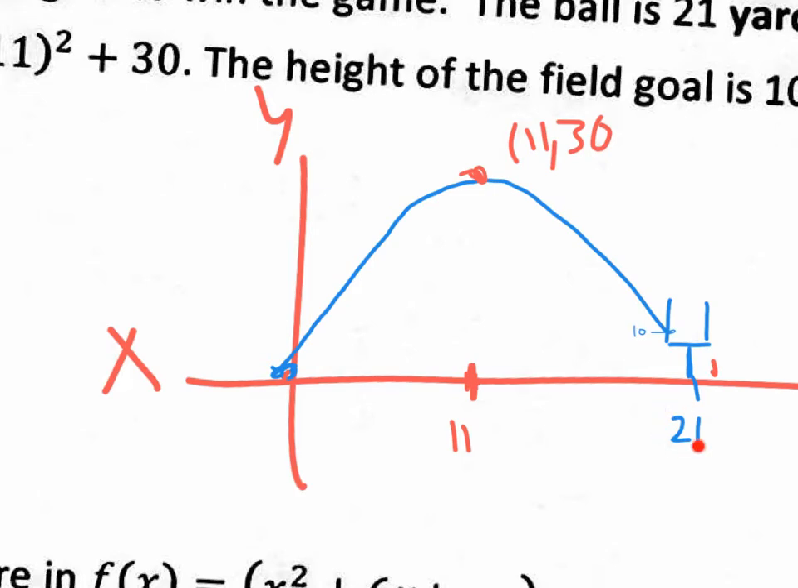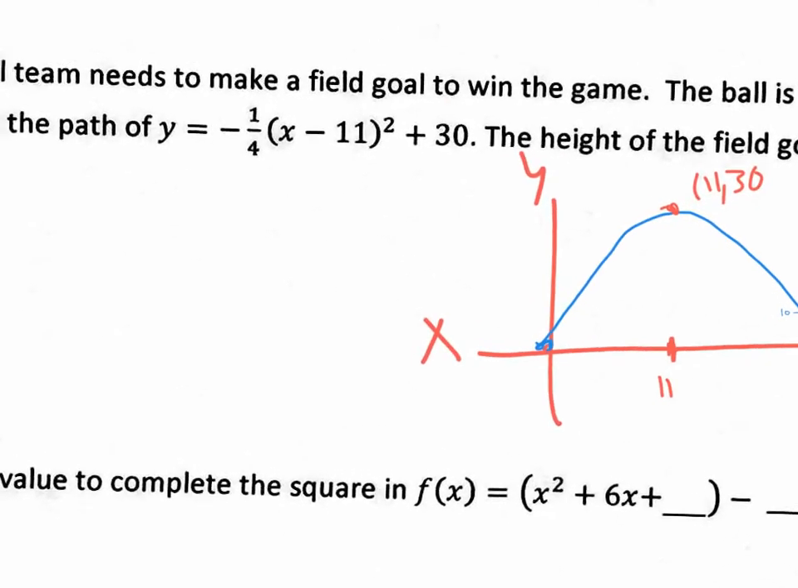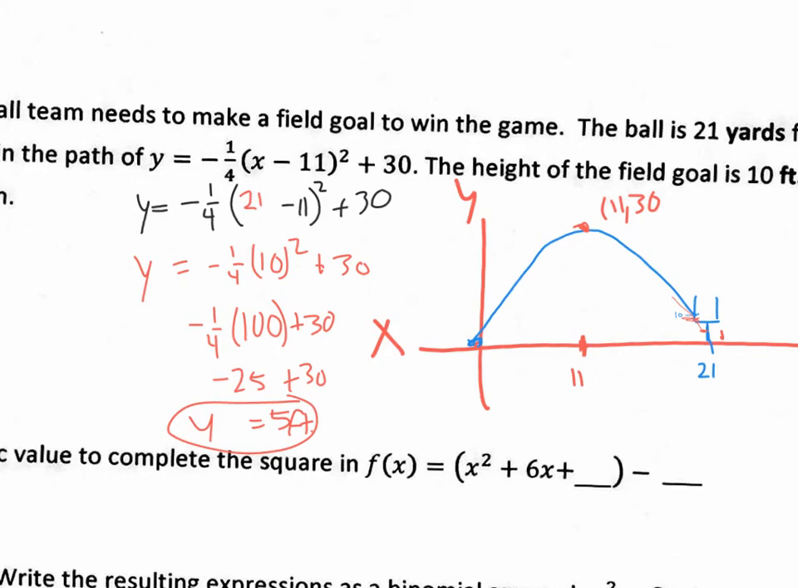So since the field goal is 21 yards away, I'm going to plug in 21 into the function and see what the output is. Any questions on that? Did that make sense?